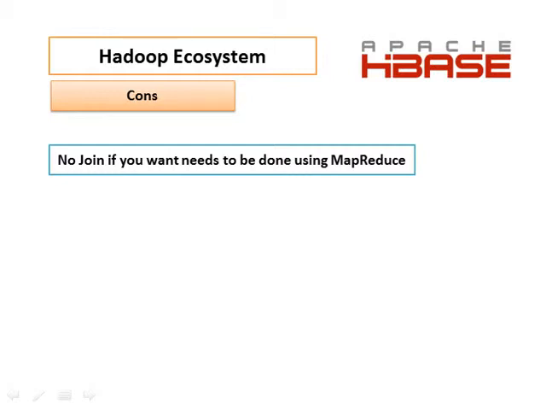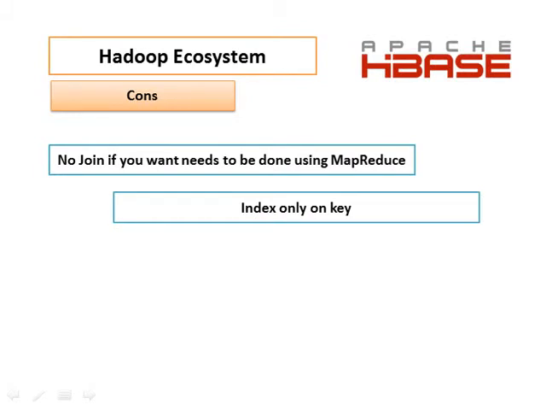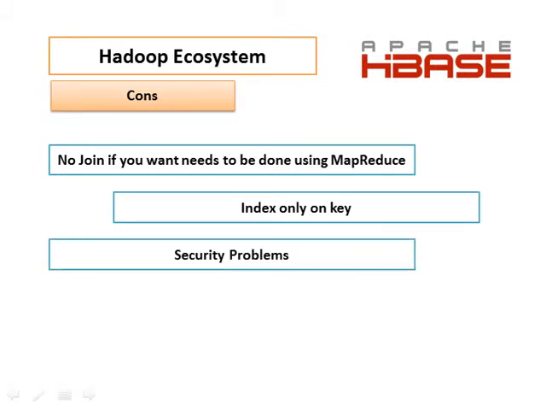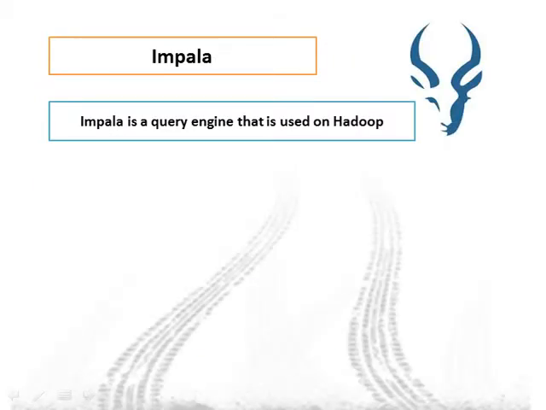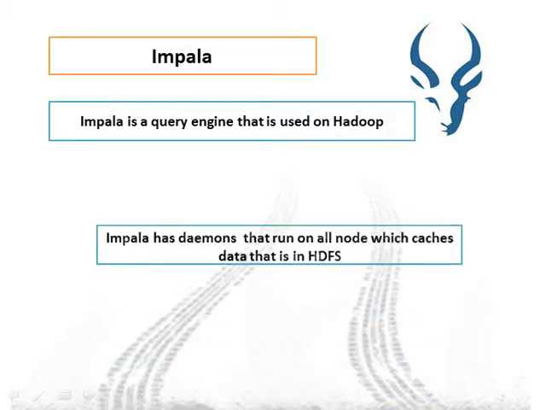Instead, you would have to use MapReduce. You can only use an index on a key, and currently there are a few security problems. However, there is an alternative to HBase called Accumulo. For more information, visit www.hbase.apache.org.